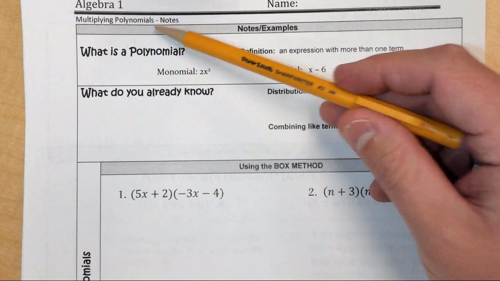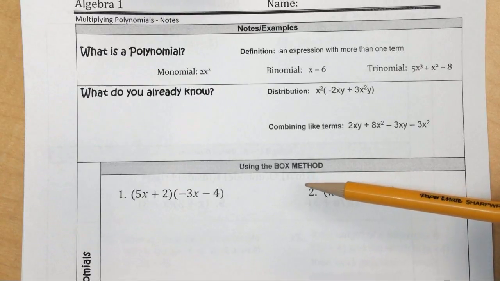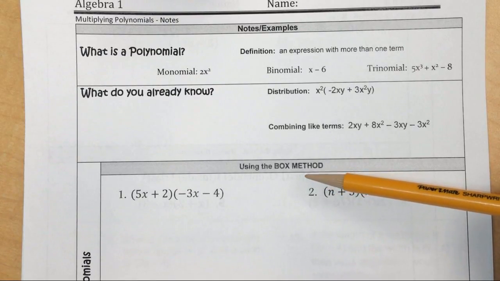Today's lesson is going to be over multiplying polynomials. I'm going to show you two different methods. One is called the box method, the other one is called the FOIL method. There are other ways of multiplying polynomials, but these are the two ways that I prefer.